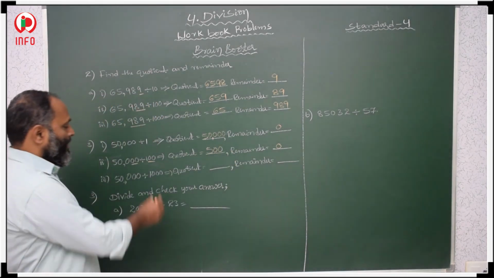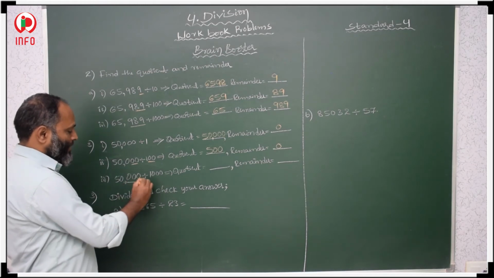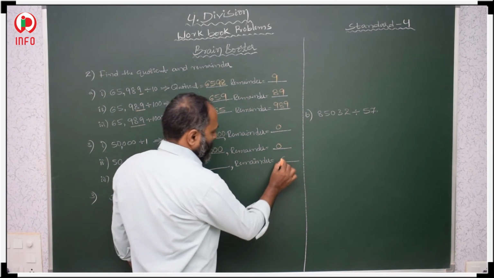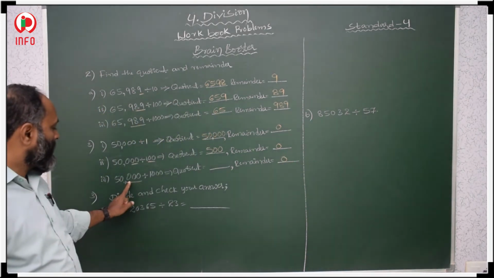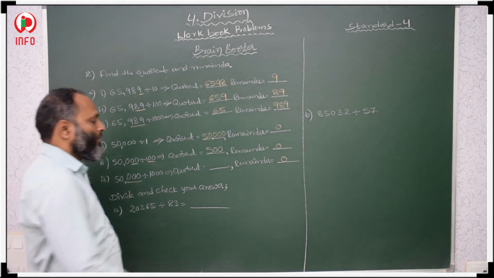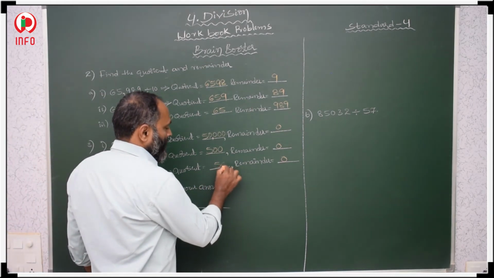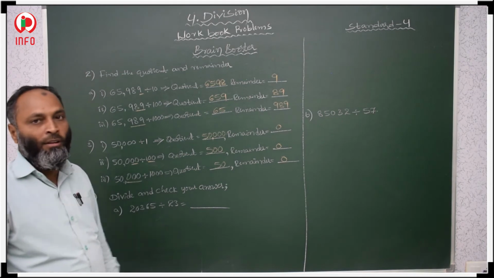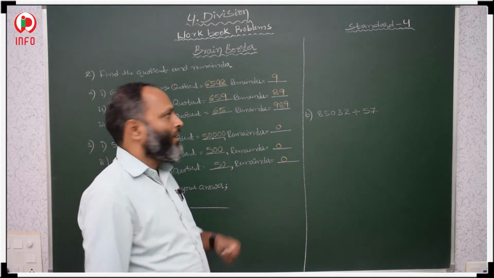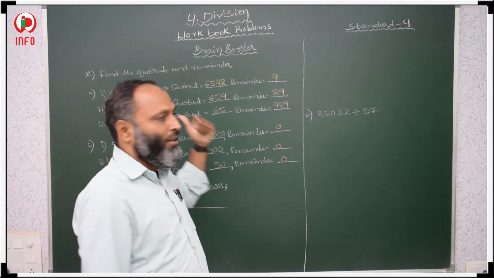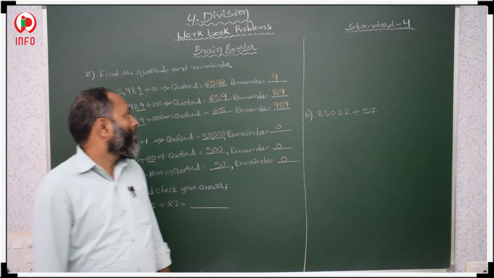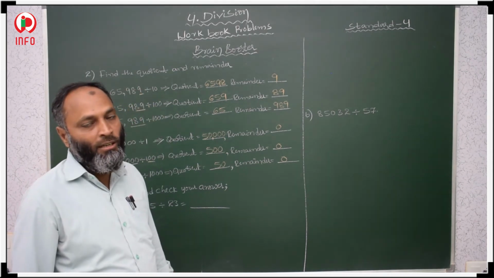Then here it is divided by 1000, means last 3 zeros. These 3 zeros are our remainder, it means 1 zero. Then after these 3 zeros, what number is left here? 50. So 50 is our quotient. In this way we have to do. If zeros are given, then this is how to find quotient and remainder when we divide with 10, 100, 1000.